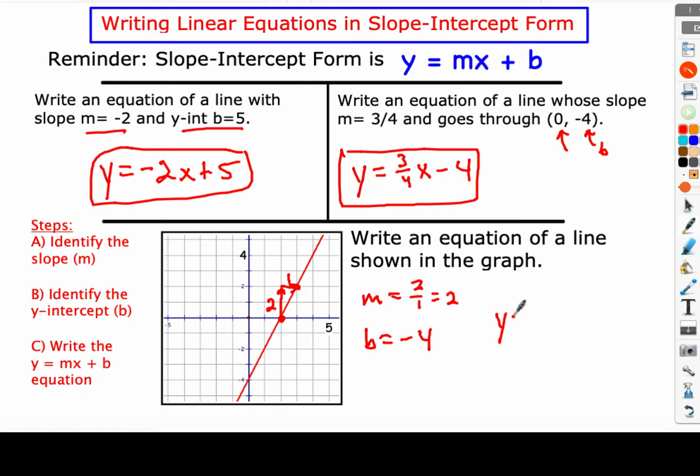So y equals my slope of 2 times x, any x value on my graph, plus -4. And that should be the equation, right? Starting from -4, going up 2, right 1, up 2, right 1, and plotting all the points on our line. If we know the slope and the intercept, we can write the equation.